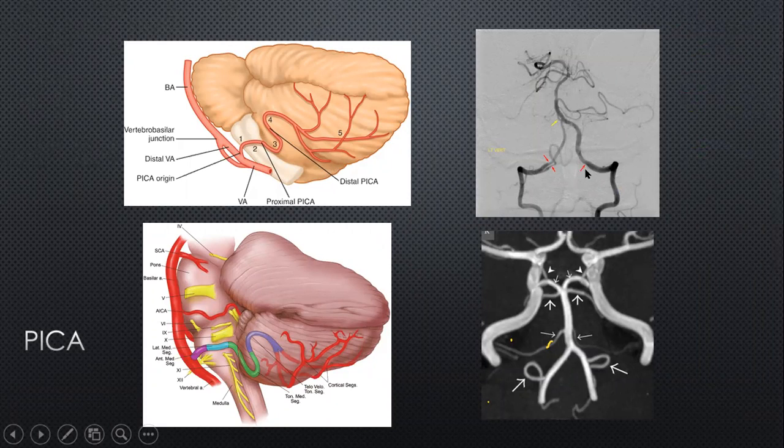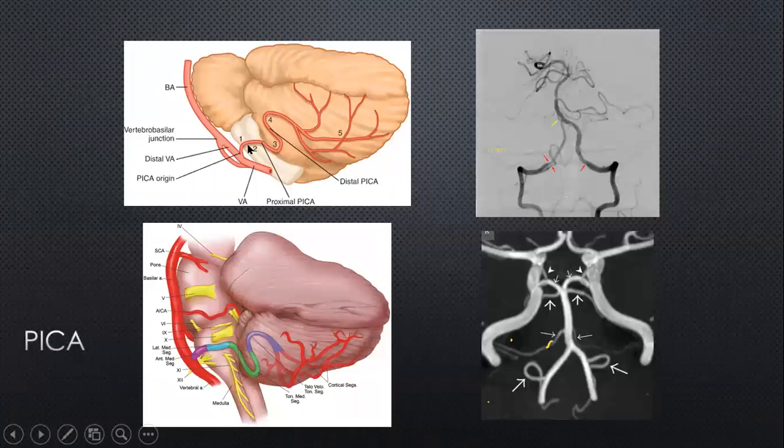We have seen the anterior spinal artery. A very important branch is the PICA, the posterior inferior cerebellar artery. It's one of the arteries which supplies the cerebellum. The artery's name is a bit of a misnomer because it's not just the cerebellum. It supplies some very, very important structures on the brainstem, especially the lower medulla.